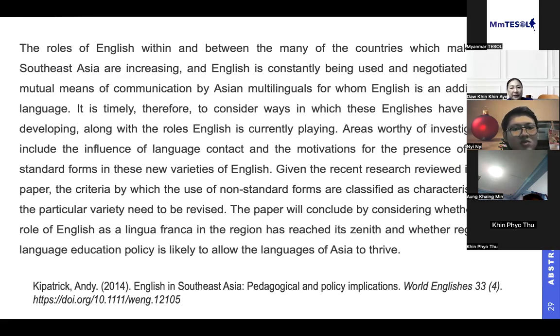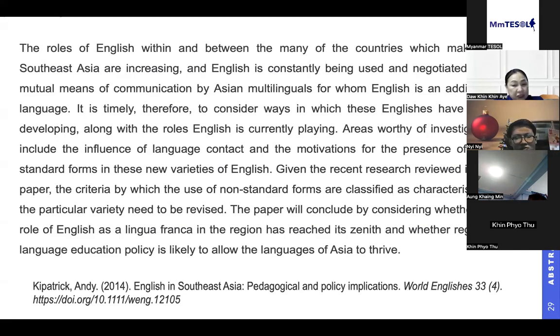The roles of English within and between the many countries which make up Southeast Asia are increasing, and English is constantly being used and negotiated as a mutual means of communication for Asian multilinguals for whom English is an additional language. It is timely, therefore, to consider ways in which these Englishes have been developing along with the role English is currently playing. Areas worthy of investigation include the influence of language contact and the motivations for the presence of non-standard forms in these new varieties of English.